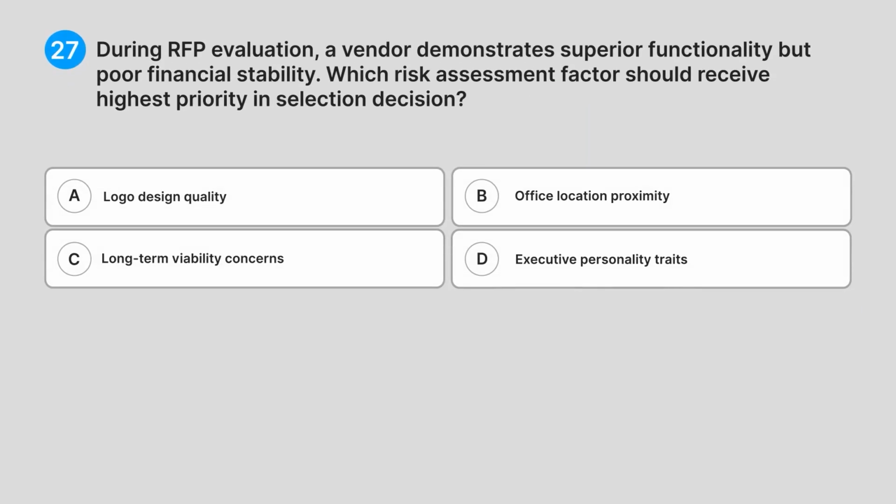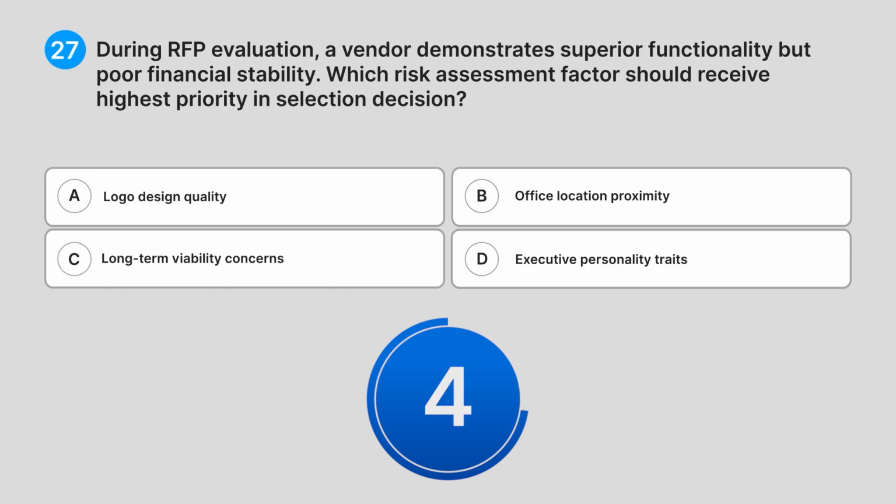27. During RFP evaluation, a vendor demonstrates superior functionality but poor financial stability. Which risk assessment factor should receive highest priority in selection decision? A. Logo design quality. B. Office location proximity. C. Long-term viability concerns. D. Executive personality traits. Can you guess the answer?